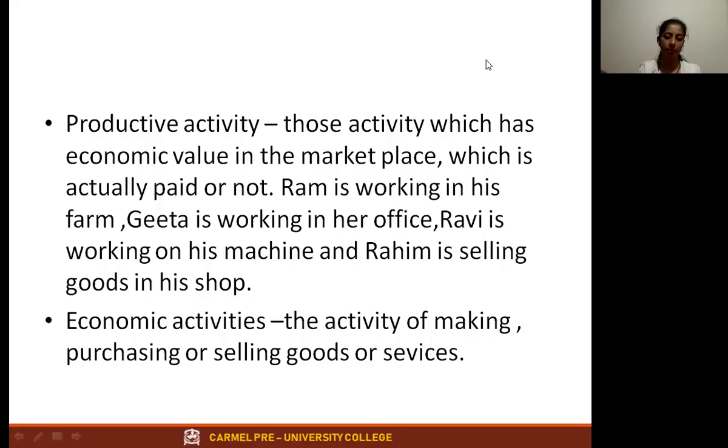Then come the economic activities. Economic activities are those activities which are concerned with manufacturing, purchasing, or selling of goods or services. Purchasing, selling, manufacturing of goods or services, that is what economic activities are.